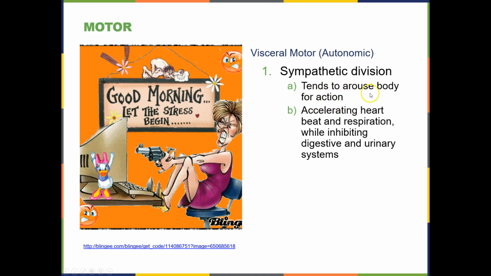Fight or flight is basically our division that allows us to deal with stressors. So if a bear were to walk into the room and growl, we would all be able to, or hopefully be able to, run away or get away from that bear so it couldn't hurt us. That would be an example of our sympathetic division working.